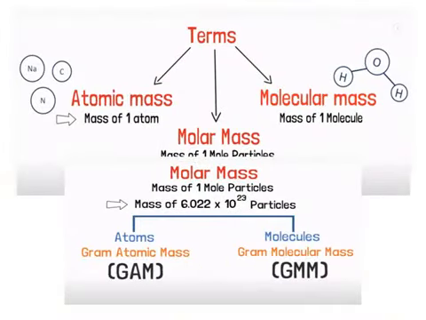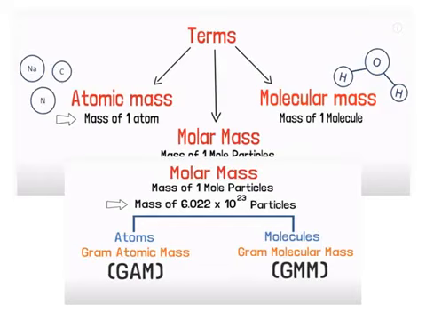Children, this slide gives a general idea of how we are calculating the different masses. So we have atomic mass, molecular mass, and molar mass. Each mass is taken for an atom as well as for a molecule. Now let us take atomic mass. Atoms, like carbon, sodium, nitrogen, are single members, so they are referred to as atoms. The atomic mass is nothing but the mass of one atom of that substance.